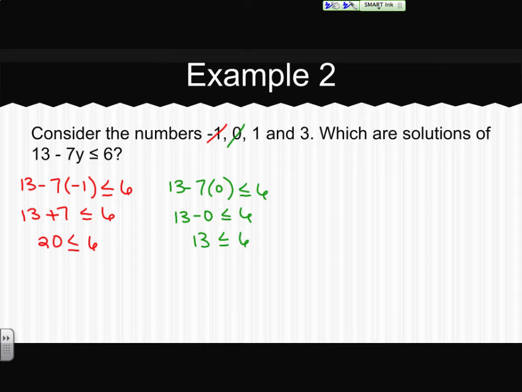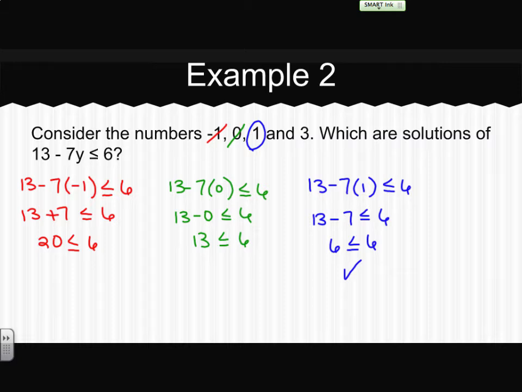Okay, then we're going to try 1. So now I have 13 minus 7 times 1 is less than or equal to 6. 13 minus 7 times 1 is 7. It's less than or equal to 6. 13 minus 7 is 6. So I have 6 is less than or equal to 6. So that one's true.